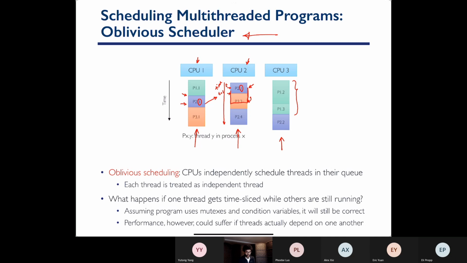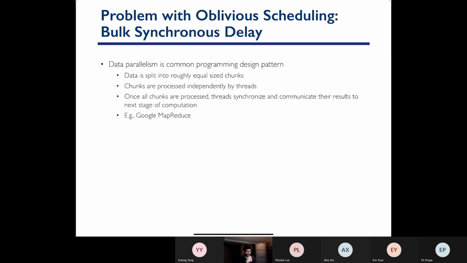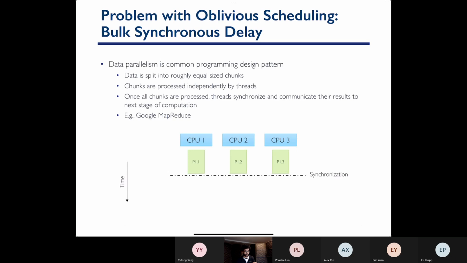So just to recap, in oblivious scheduling, all the threads are assumed to be independent, and this makes it simple. The downside is that, in reality, they are dependent. If you do not orchestrate the scheduling on different CPUs, you might end up wasting CPU cycles and having to block your threads as they execute. Now, if you want to have some notion of orchestration between your threads, you have to know their dependencies. How are threads dependent? This actually talks about the problem with oblivious scheduling.